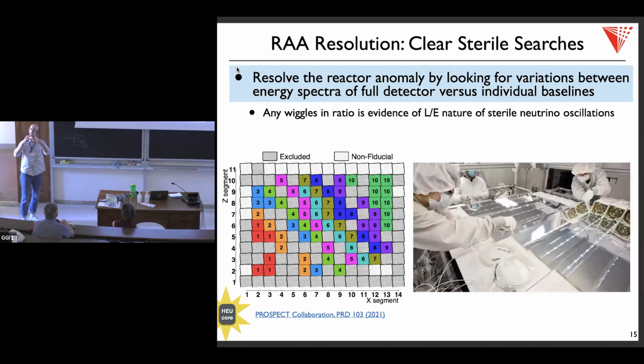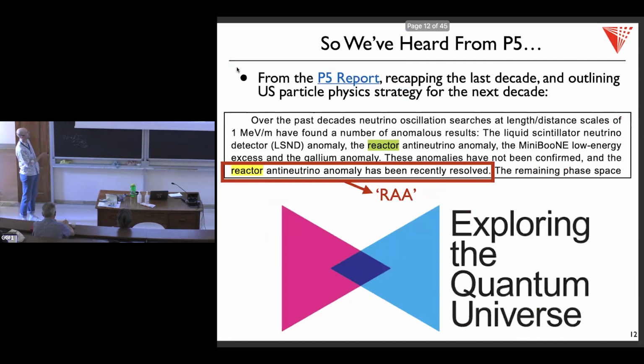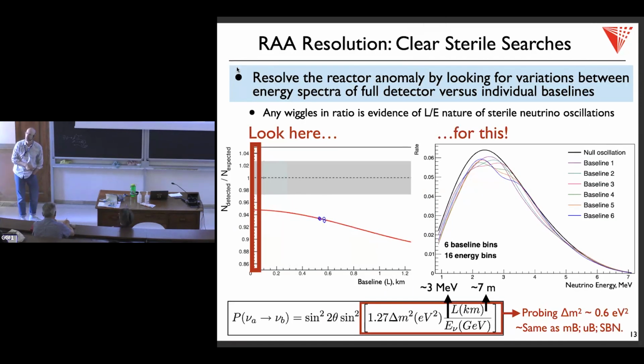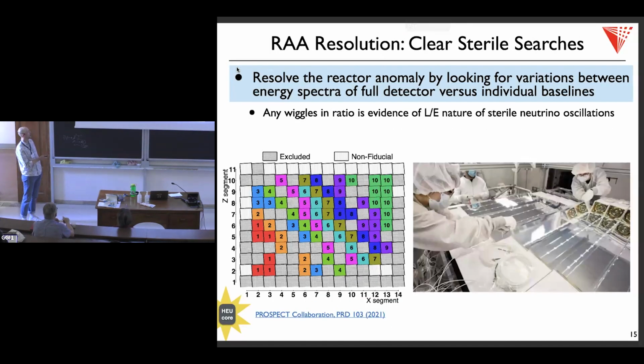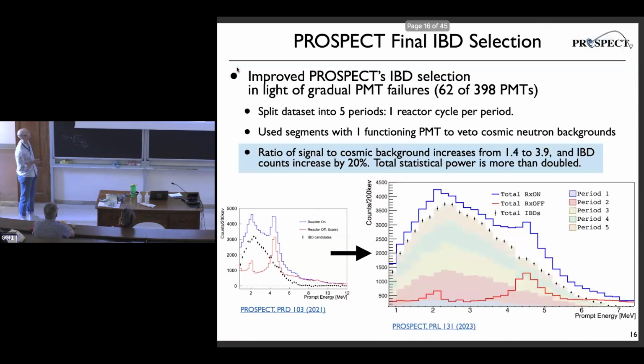The detector is broken up, as I said, where you split the detector into different baselines, so you can try to do this kind of analysis. Other experiments in Europe and in China are building detectors to do this same kind of thing. Here are the sterile neutrino oscillation results, a new analysis that was just shared for the first time at Neutrino 24.